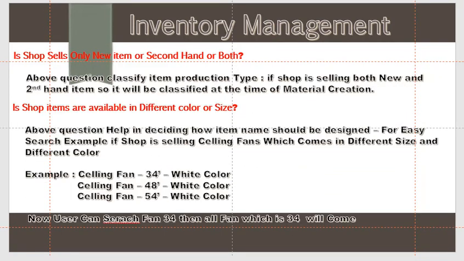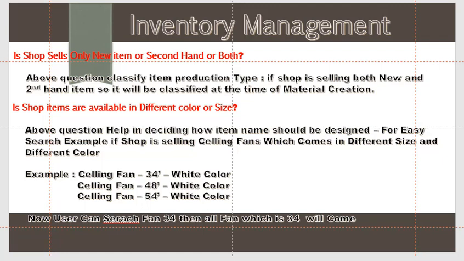Does the shop sell only new items or second-hand items? It's the same control field where I need to have reports, like which items are ready off the shelf, ready to sell, and whether we are selling second-hand items, because the inventory needs to be segregated. The new item inventory will be separate and the second-hand item inventory will be separate.